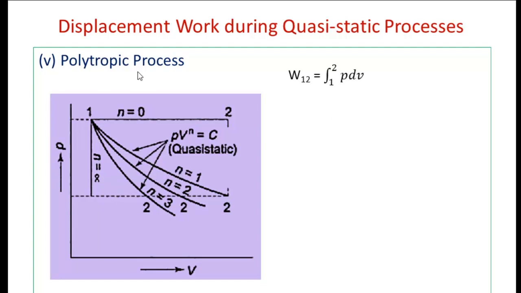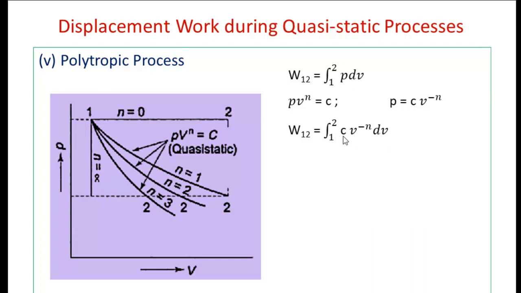So in general, for a polytropic process, the governing equation is PV power n equal to constant. For this process, I am going to determine the work transfer. Work transfer W1 to 2 equal to integral PdV between the limits of state 1 to state 2. From this, what is the value of P? P equal to C V power minus n. This is exactly similar to your isentropic process derivation. Wherever we are having gamma, we replace it by n. So instead of P, I am going to write C V power minus n into dV.